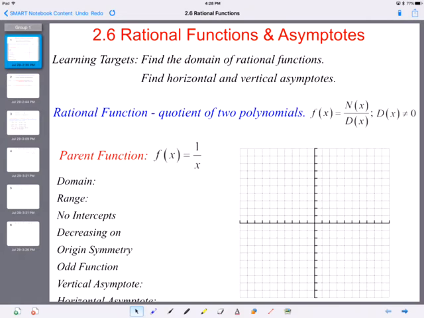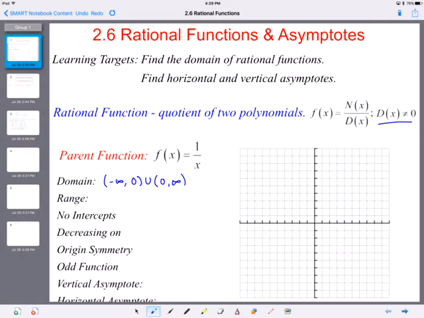So the parent function is just 1 over the x value. The domain of this, you can have all real numbers, you can plug in whatever you want into the function, except you cannot divide by zero. So therefore, x cannot equal zero. So your domain is all real numbers, except for zero. So we're going to write this in interval notation. All right, so we have parentheses on the zero because zero is not included. And then we'll talk about the range in just a minute.